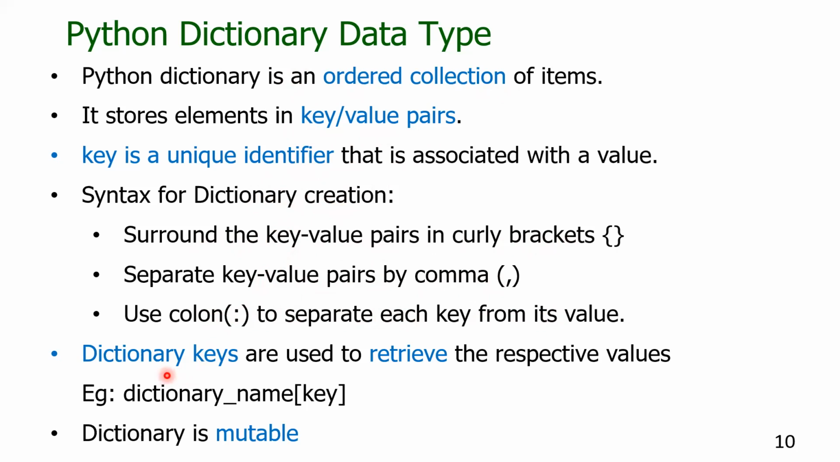In order to access or retrieve the elements from the dictionary, we have to use the dictionary keys. And this is the syntax for accessing the elements of the dictionary. Dictionary name followed by square brackets, and within the square brackets we have to give the key. If the key is a numeric value, no need to mention it in double quotes. On the other hand, if the key is a string value, we have to enclose the string in double quotes. Dictionary is mutable, that means we can add or remove or modify the elements of the dictionary.